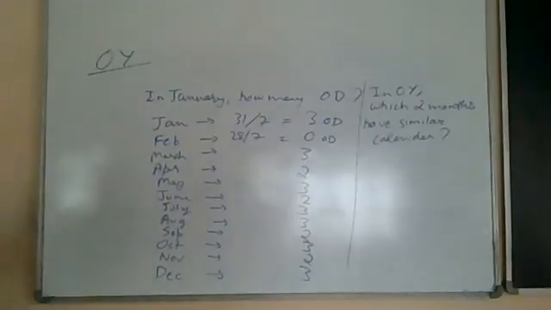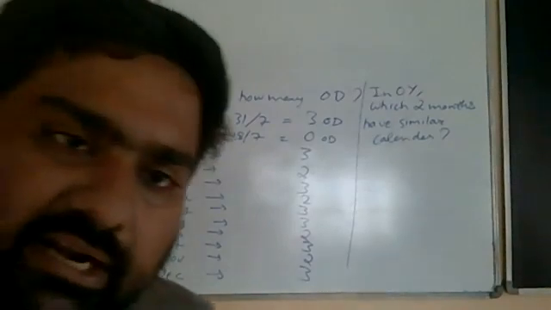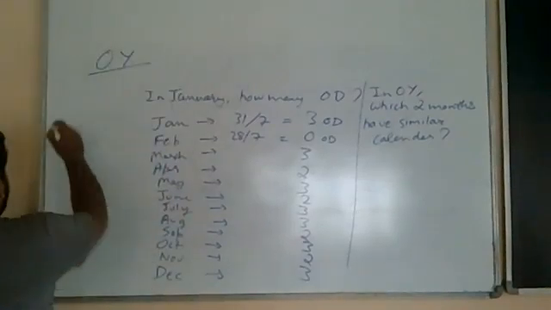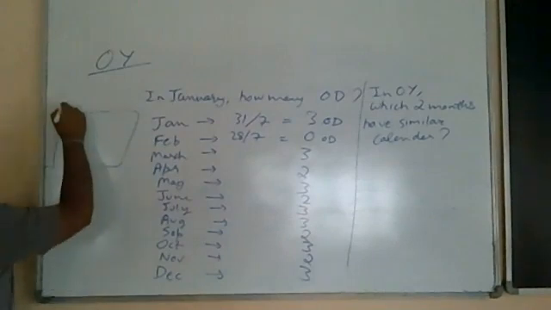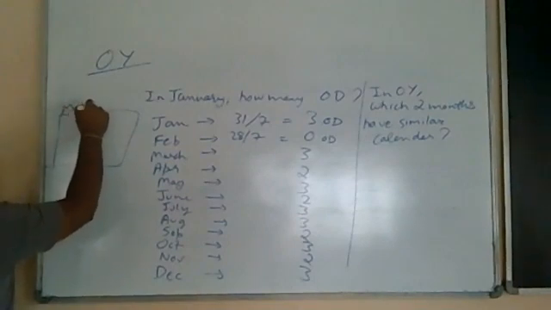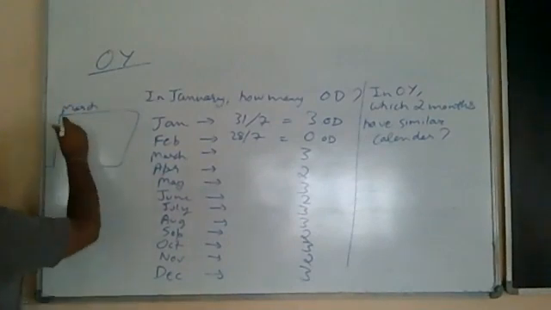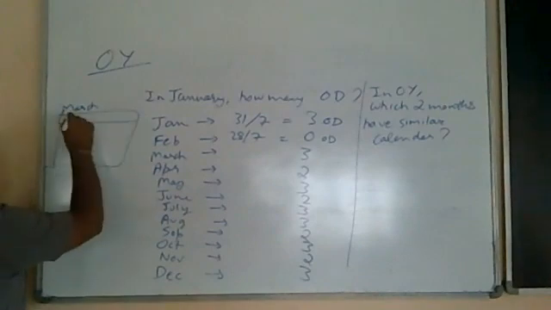In an ordinary year, which 2 months have a similar calendar? For example, let us say this is the calendar of the first month, whichever month, or let's say this is the calendar of March. I'm just giving an example.